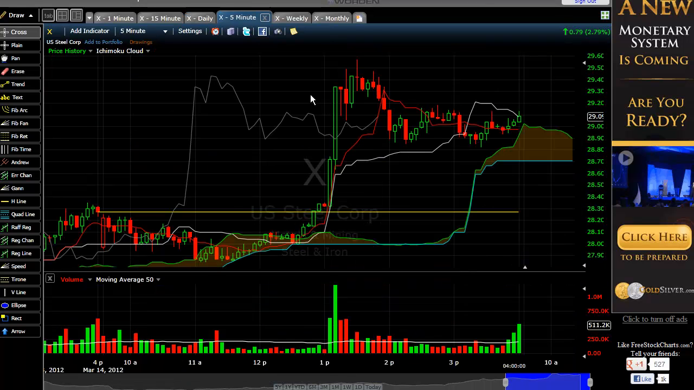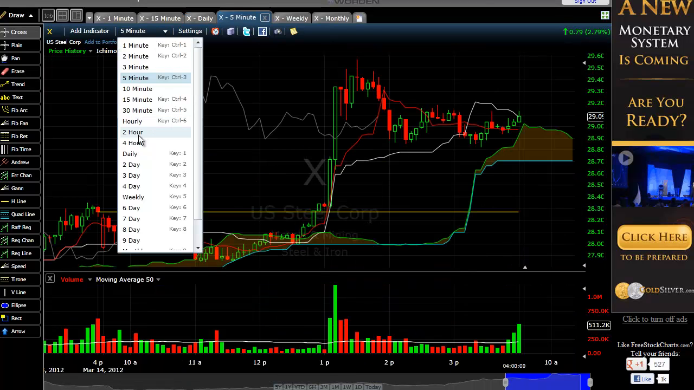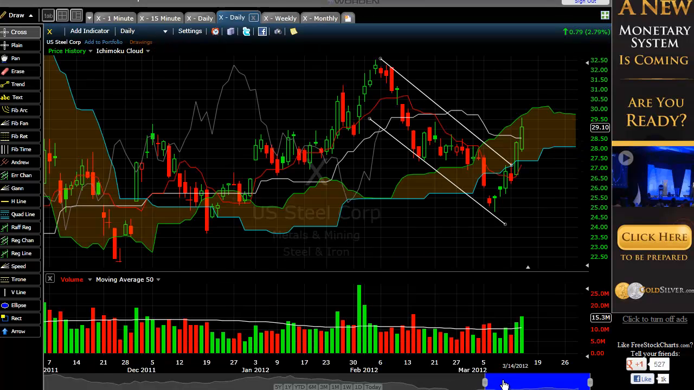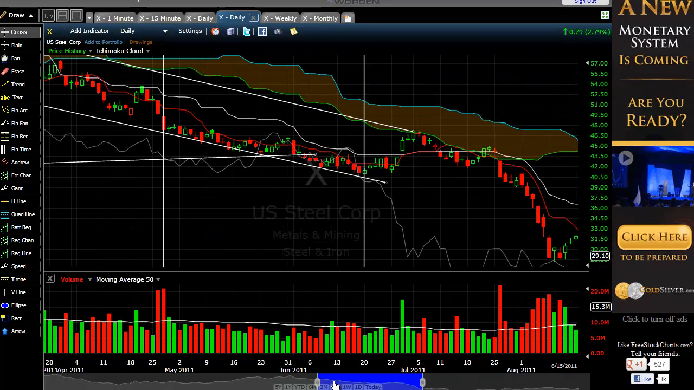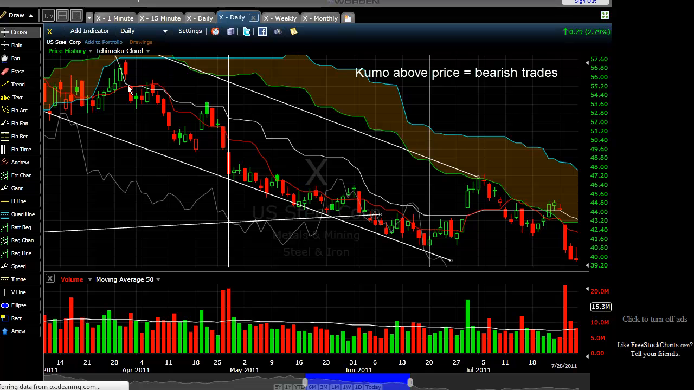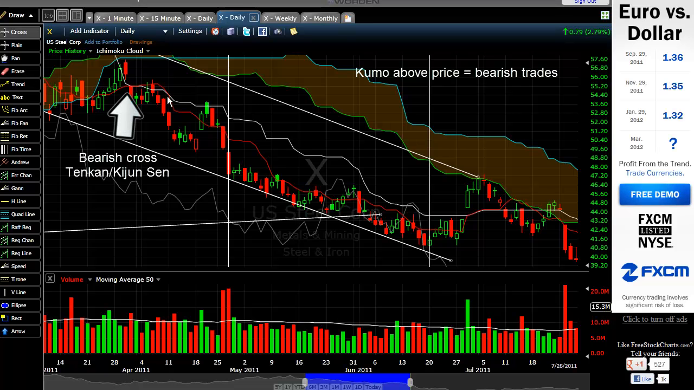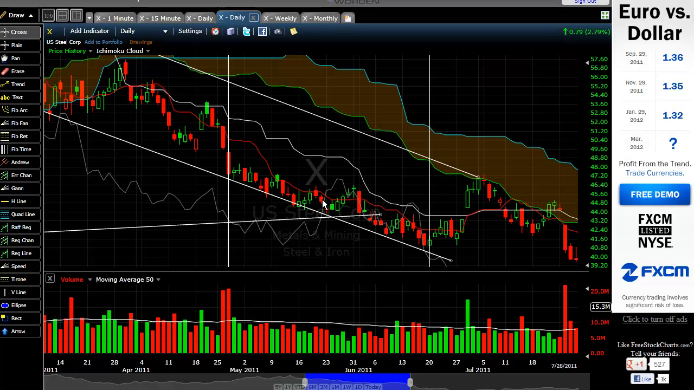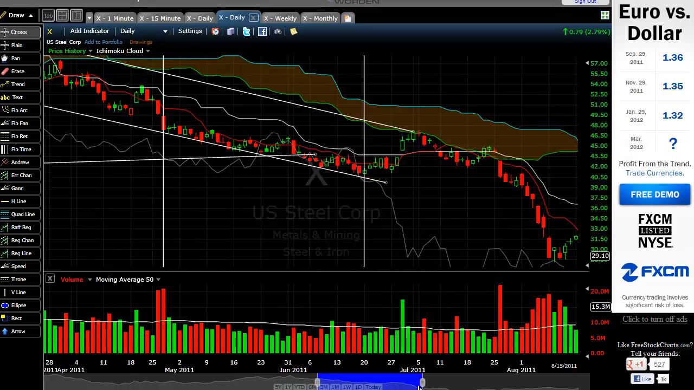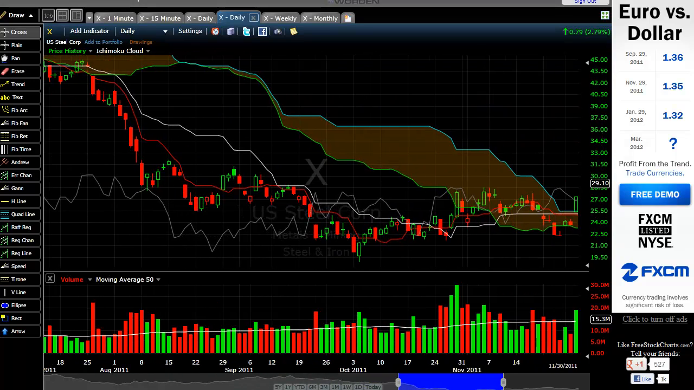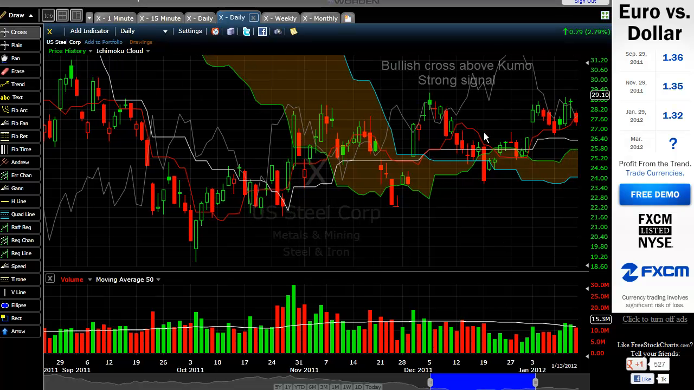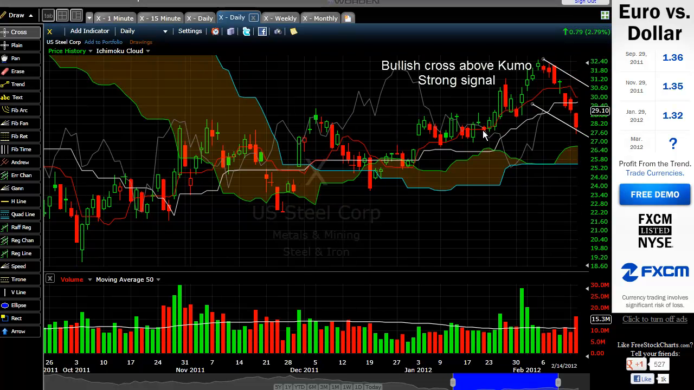Now if you switch over to the daily on the Ichimoku, what you're going to see is pretty profound in my opinion. This is the same time period. Right off the bat, we had a crossover here of the Tenkan-sen and Kijun-sen. We didn't get a strong buy signal until price got back above the cloud, and it wasn't until here that we're above the cloud and we got a bullish crossover. That was a strong signal, where we moved from 27.60 up to 32.